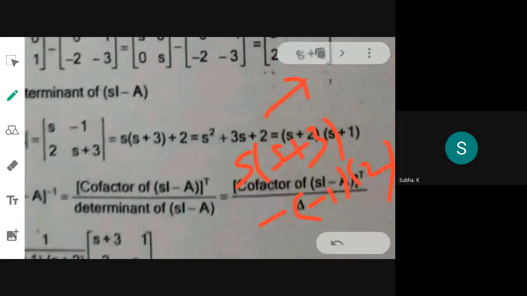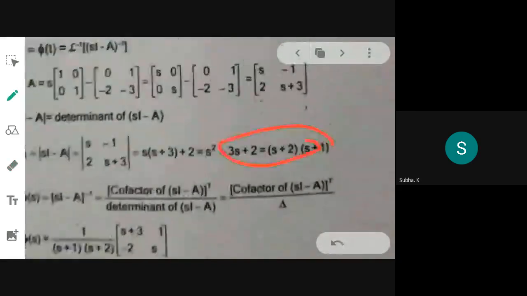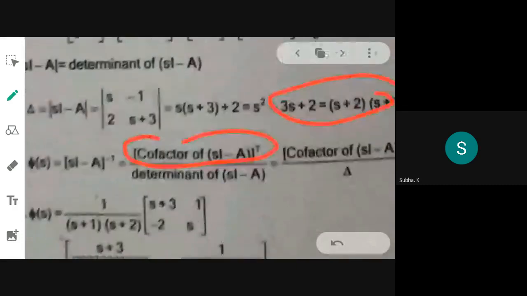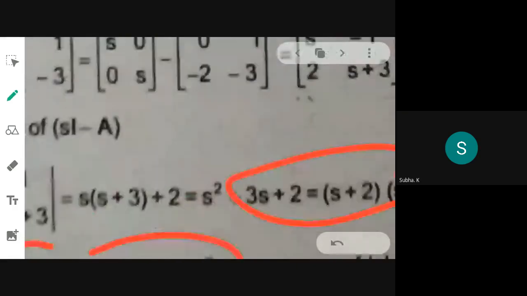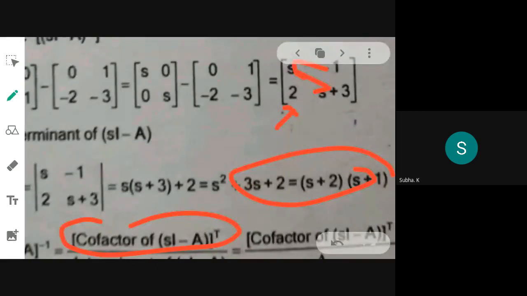Next you have to find the cofactor of SI minus A transpose. This is a 2 cross 2 matrix, so finding the cofactor and taking the transpose is easy compared to a higher order matrix. This is the determinant that I obtained. Next I need to find the cofactor of SI minus A. This is my SI minus A matrix for which I have to take the transpose. I will reverse this position and then reverse the signs. That way I will obtain the transpose.